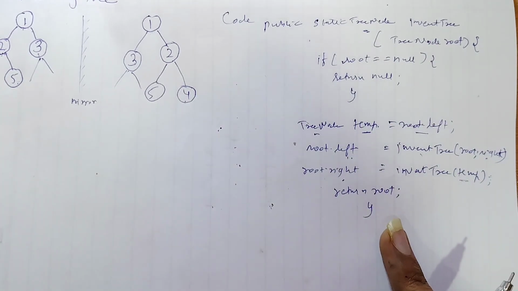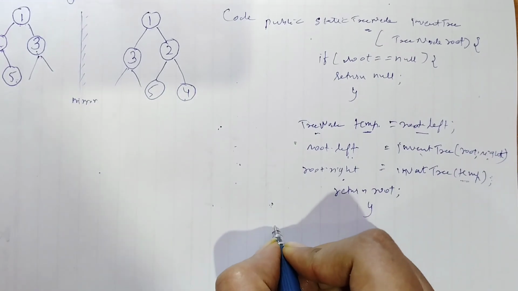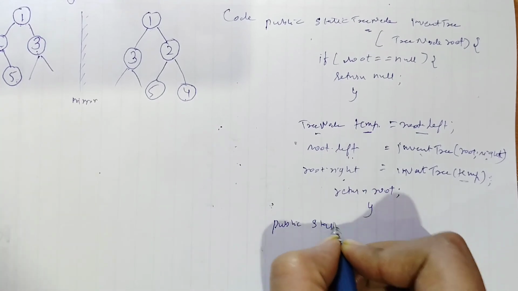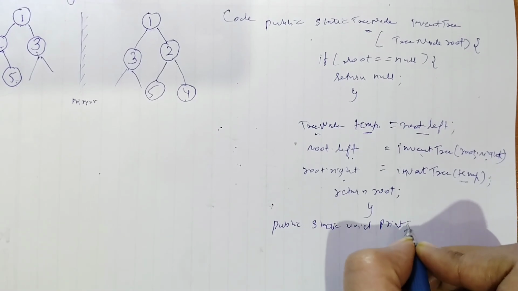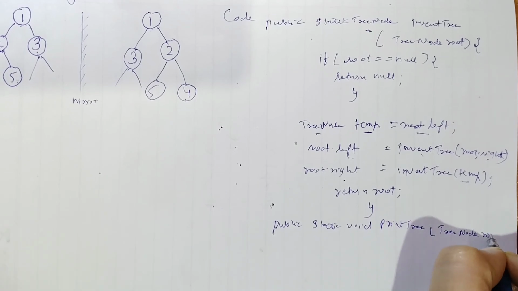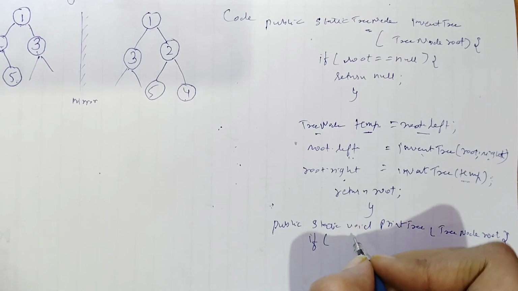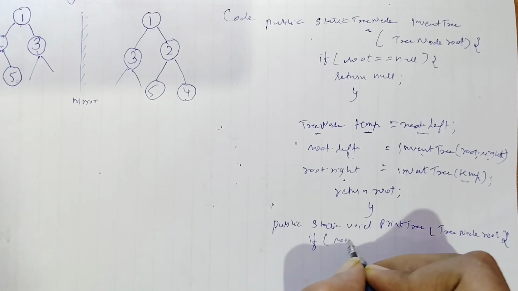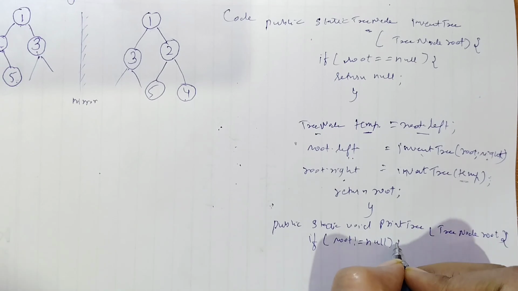So now we have to make a function for printing this. For print we have to make a new method or function that will be public static void printTree. You can change its name also. It takes a TreeNode root. So now we have to write our first condition: if root is not equal to null, means there is a value present, then you can print our values.